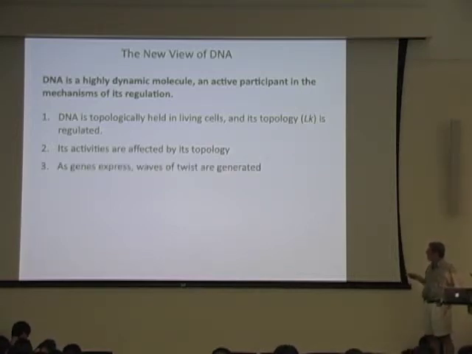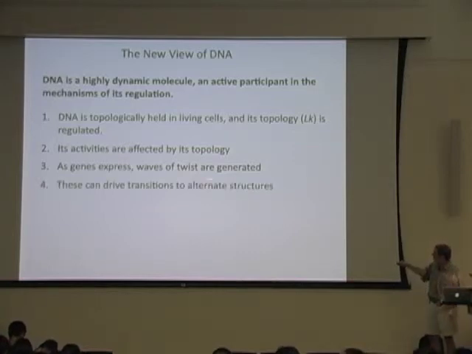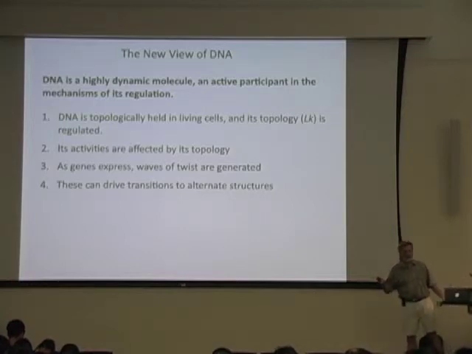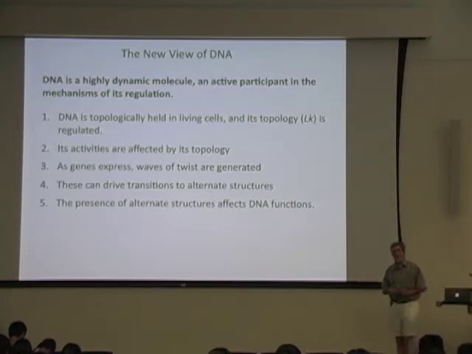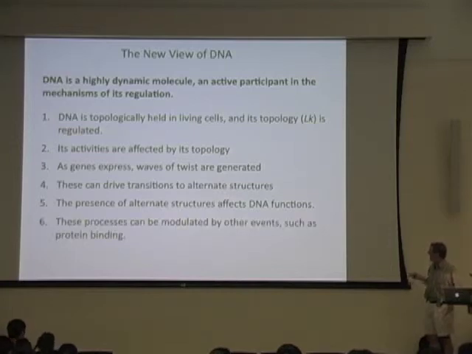As genes express, there are waves of twist that pass down the molecule. These can drive structural transitions, which can affect regulation and mechanisms of regulation in a variety of ways. The one I showed is only one that involved the binding of a protein to these alternate structures. But there are many other ways that these things can and do happen. And of course, these things can be modulated by a variety of events.